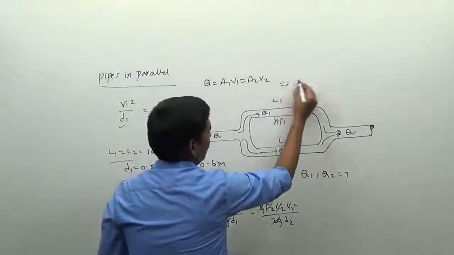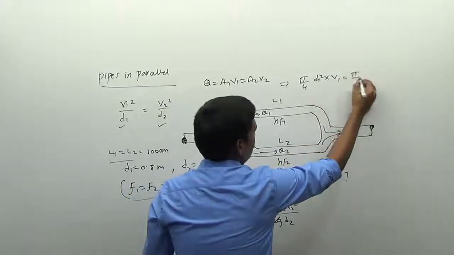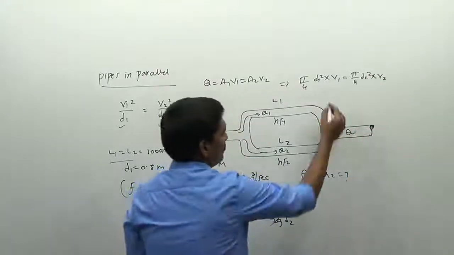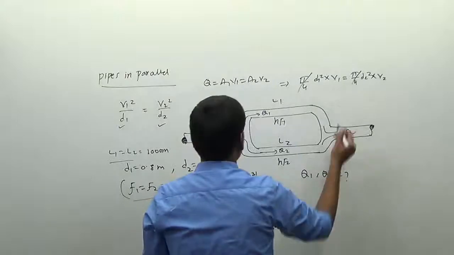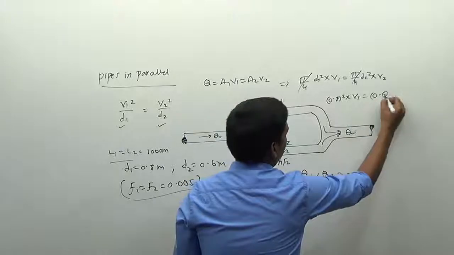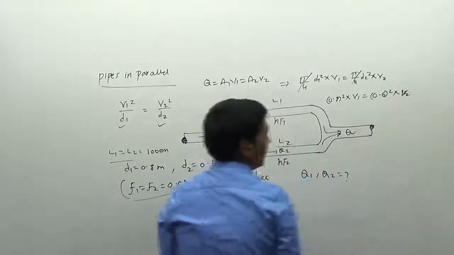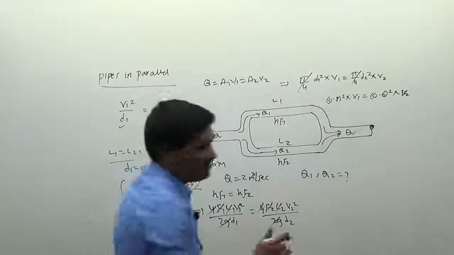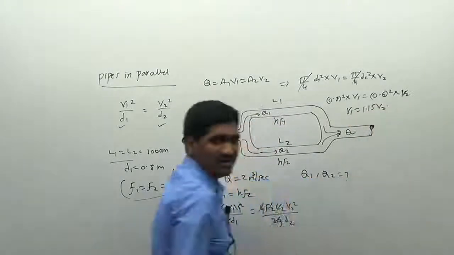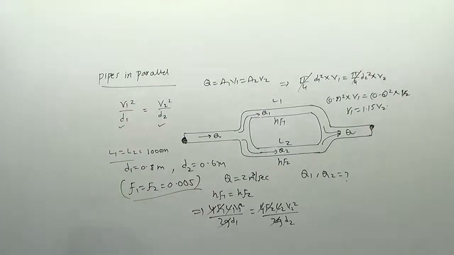Therefore I can write pi by 4 into D1 square into V1 is equal to pi by 4 into D2 square into V2. Therefore pi by 4 will be cancelled. What is the diameter? So 0.8 whole square into V1 is equal to 0.6 whole square into V2. So you will get the relationship between V1 and V2: V1 is equal to 1.15 into V2. That is the relation. Now substitute the value here.